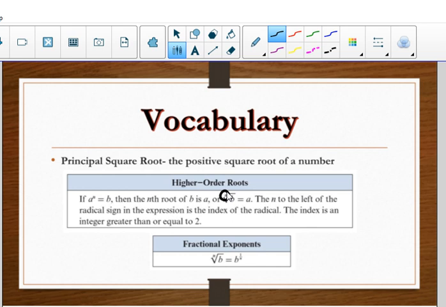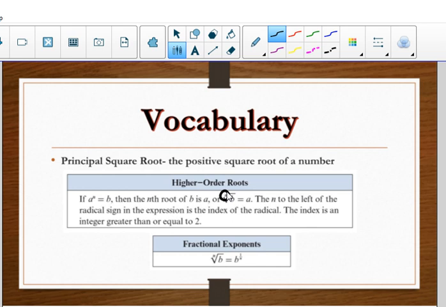So when they ask for the index, they're really talking about which root. The index is the integer greater than or equal to 2. So you'll never see a 2 where that n is, because it's assumed that when you have the radical symbol, it means the square root, so the second root. If it's more than 2, then they're going to put the digits. So if it's 3, that means the cubic root. Or if it's the fourth root, then they would put a 4 there.